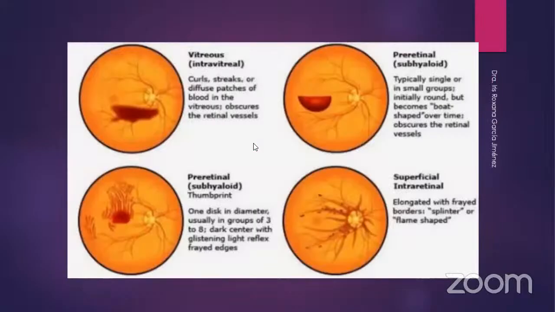Checking more charts, more pictures for extra information. Just we got vitreous, the intravitreal, preretinal hemorrhages. All of them are according to trauma. The preretinal also hyaloid, typically single or in small groups. You can see this. Or superficial intraretinal is for trauma. All of them are for trauma.